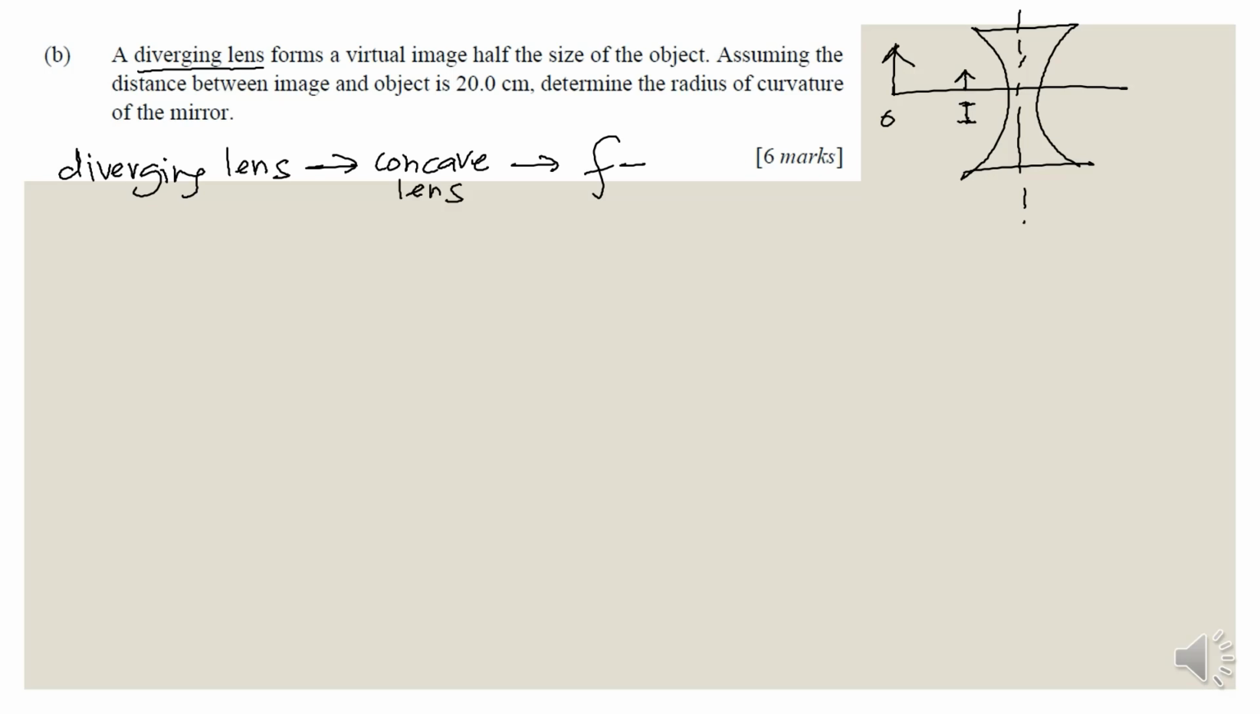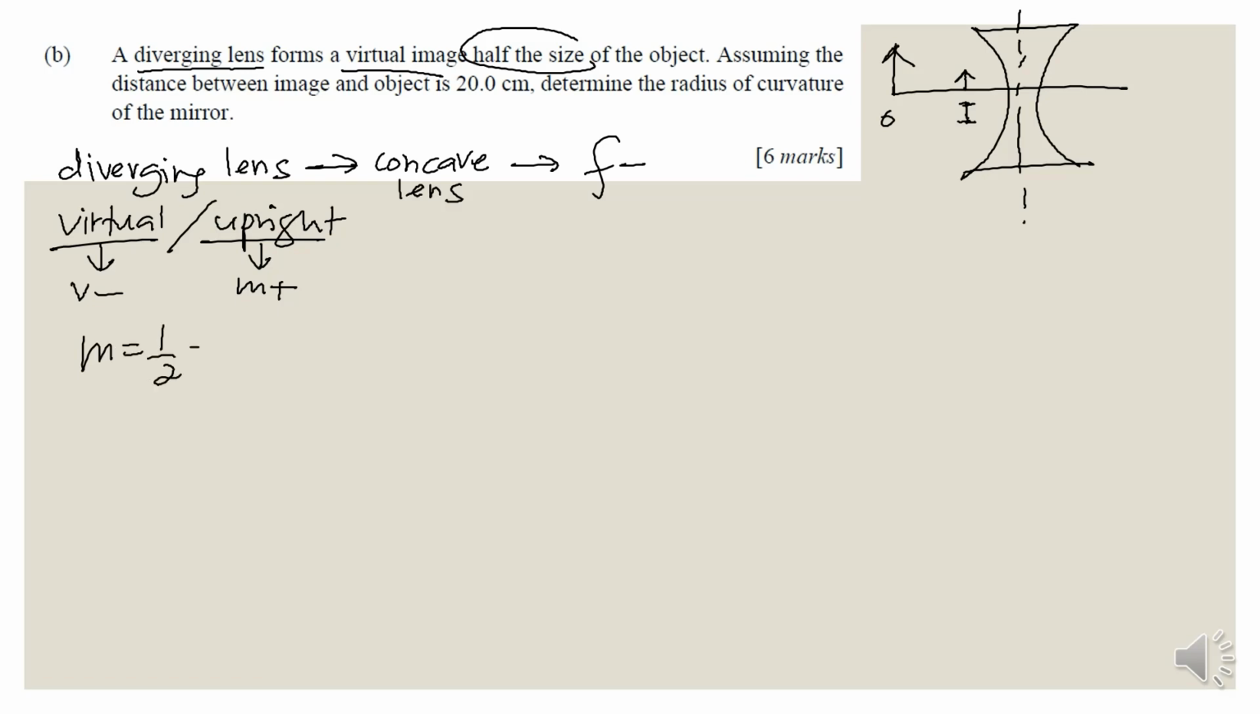A divergent lens forms a virtual image, dia kata. So virtual mestilah upright. Bila virtual, V mesti negatif, upright, M mesti positif. Dia kata the virtual image is half the size of the object. So M kita adalah setengah, iaitu 0.5. Assuming the distance between image and object is 20.